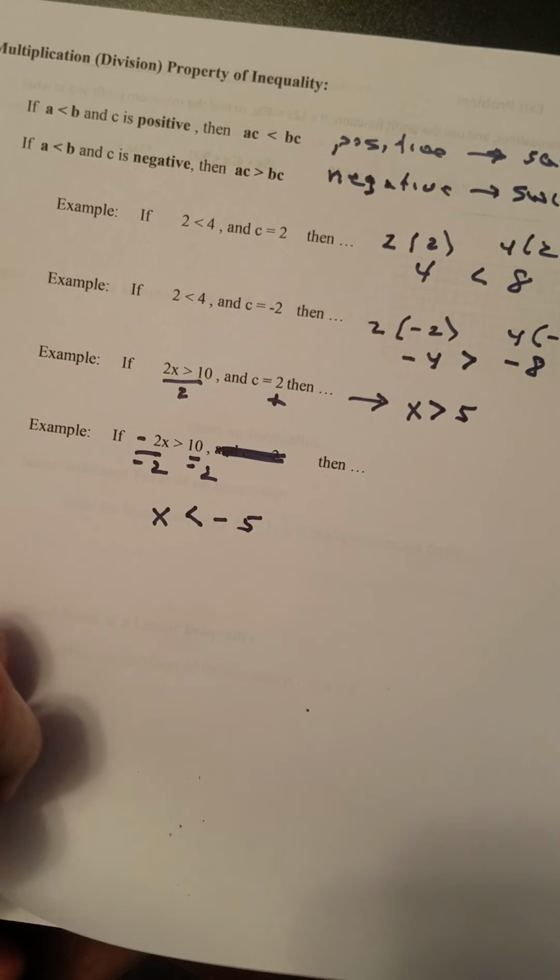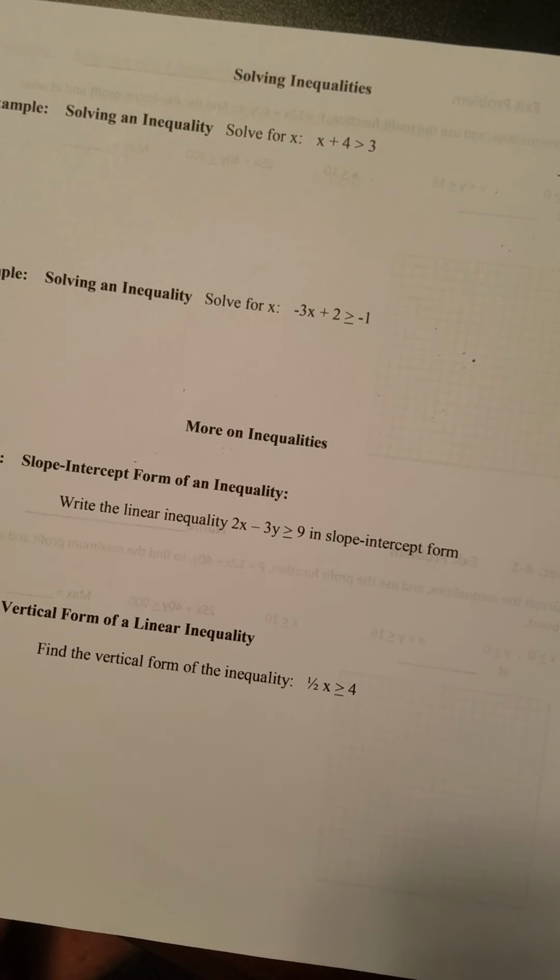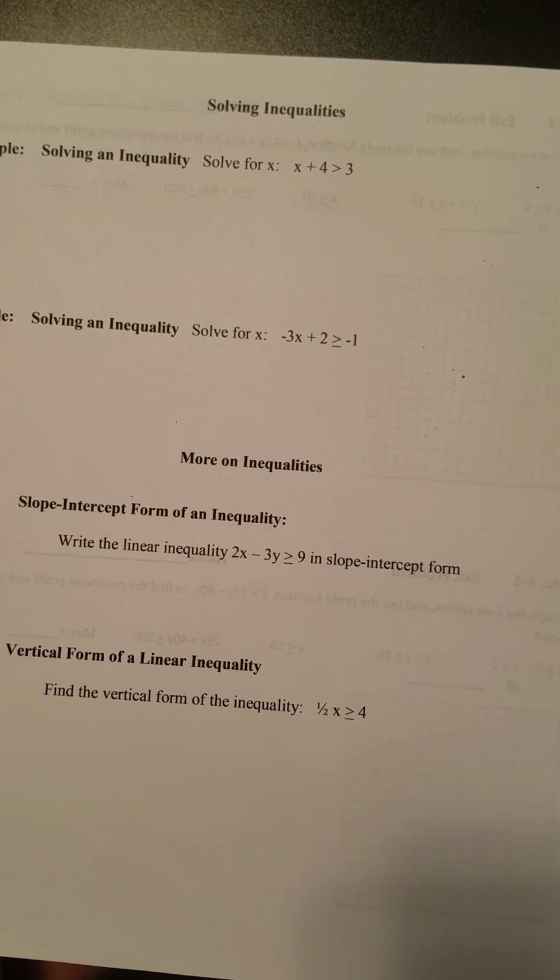Okay, move on. So let's do some harder inequalities and see what happens. And you're going to find, you're going to do the same thing that you did when you had equations. Follow the same rules. You can add the same thing both sides, subtract the same thing. But multiply or division, if it's negative, you got to flip the sign.